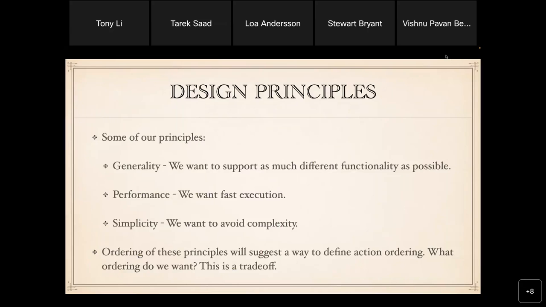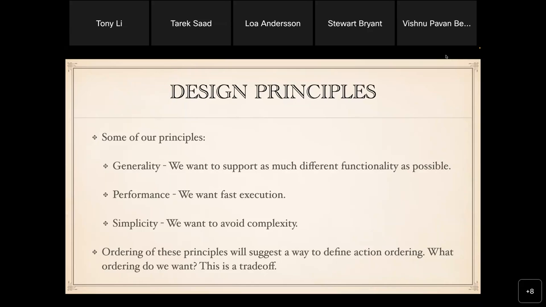So I wanted to talk about design principles rather than ordering, because ordering is a consequence of our design principles. Some of the principles that we have are pretty straightforward. We want generality. We want to support as much different functionality as possible. That makes our solution more useful, more valuable. We want performance. We want fast execution. We know that if we have slow execution, i.e. everybody punts every packet, this is not going to be very useful in production for a vast majority of traffic. So we do want performance.